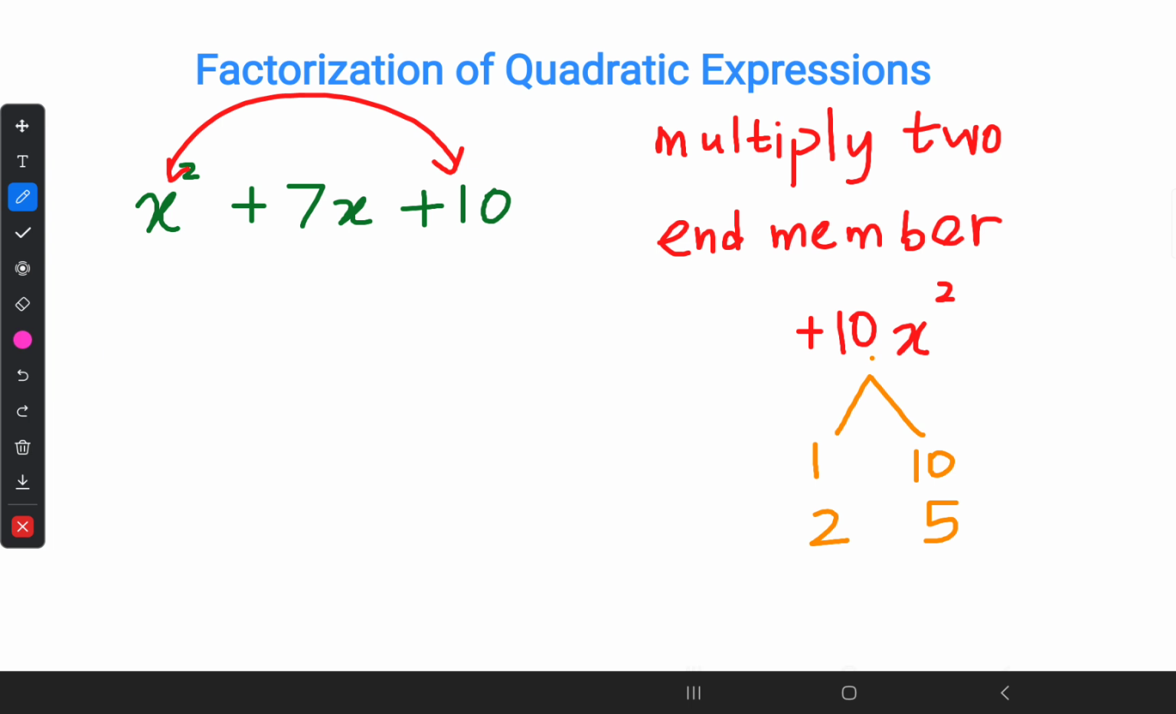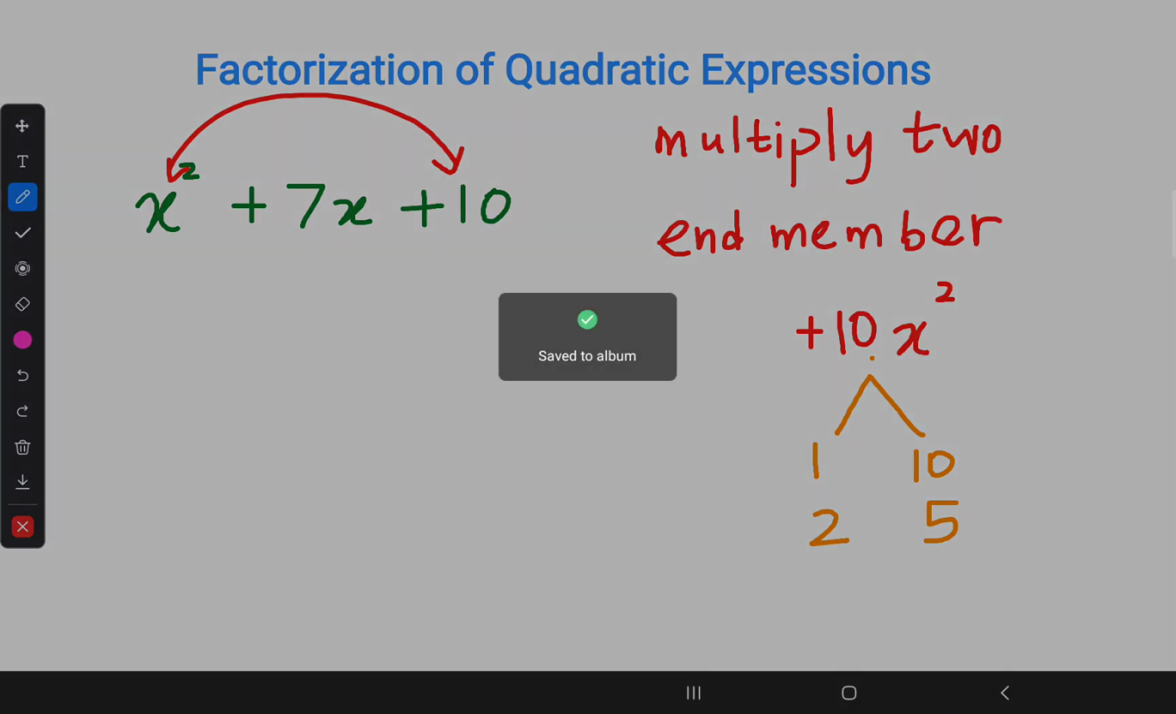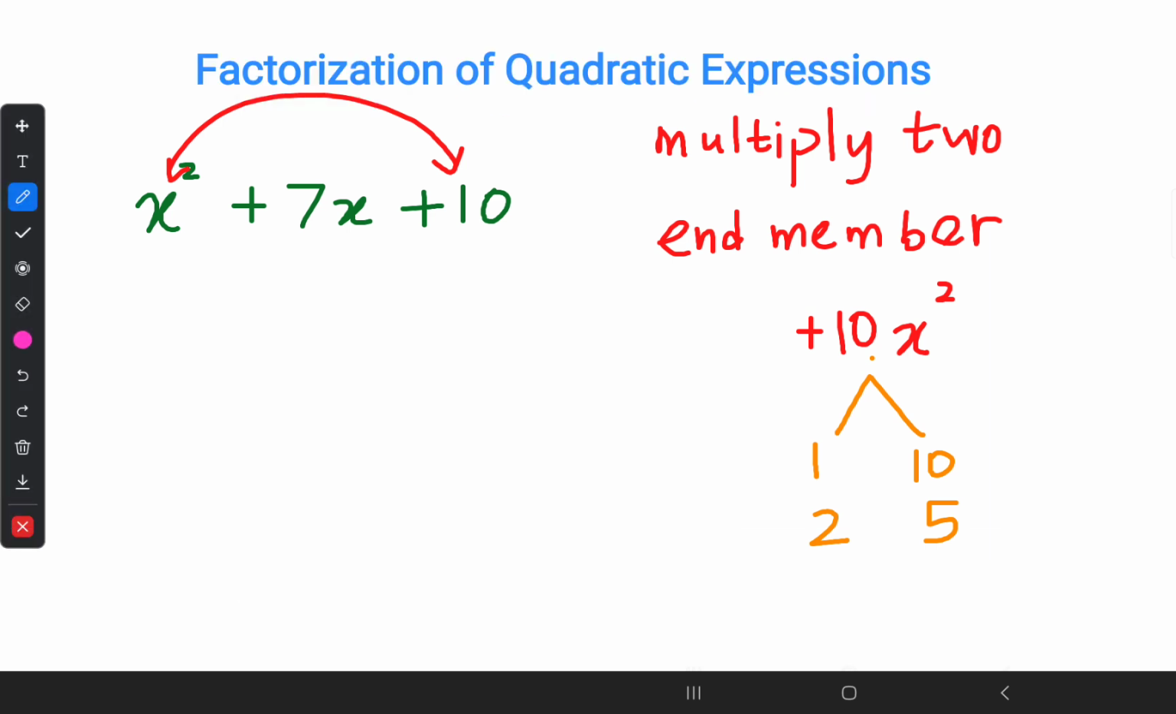When you multiply 1 into 10, that will give you 10. 2 times 5 also will give you 10. So among these two, which one can we select? That's the key thing over here. When you get the sum of these two numbers, that will give you the middle member. 10 plus 1 is 11, but the middle member is not 11. When we add 5 plus 2, that will give you 7. Multiplication of these two numbers gives 10, and the sum gives 7.